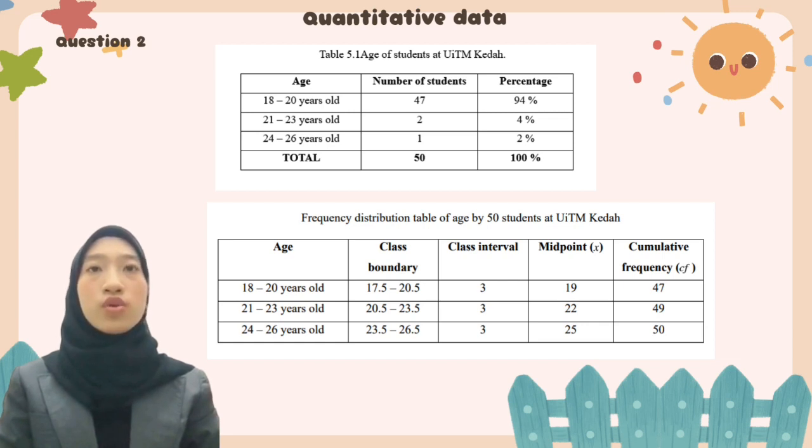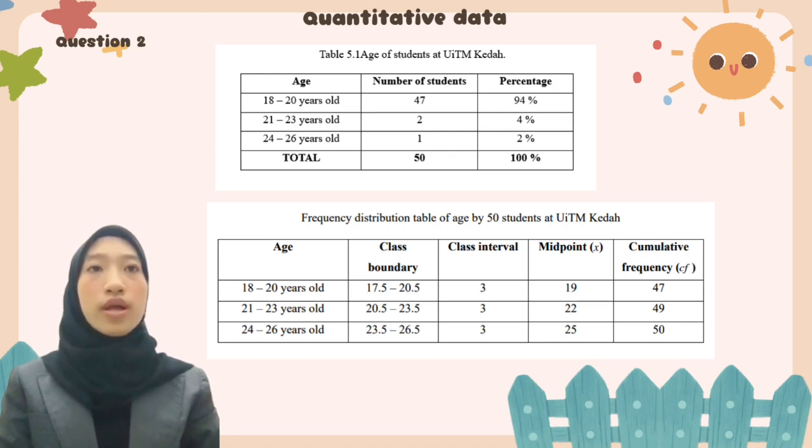And the last option, 24 until 26, only has 1 respondent. Next, for the frequency distribution table of age by 50 students at UiTM Kedah, the class boundary for age 18 until 20 is 17.5 until 20.5. The class interval is 3, midpoint is 19, and cumulative frequency is 47.